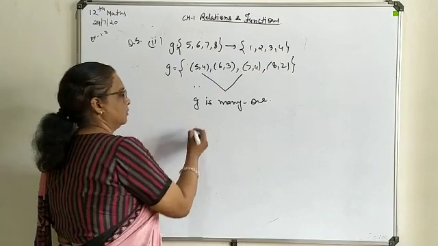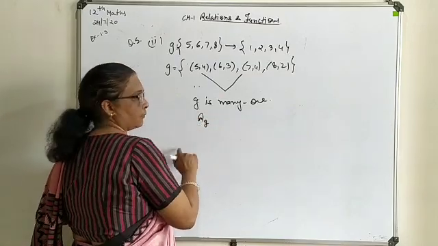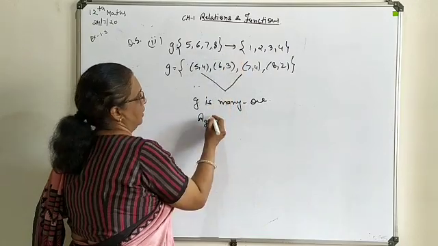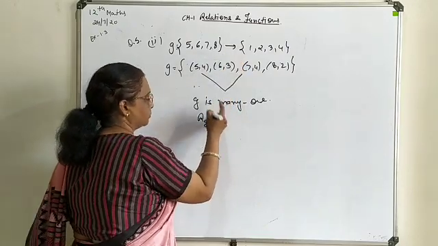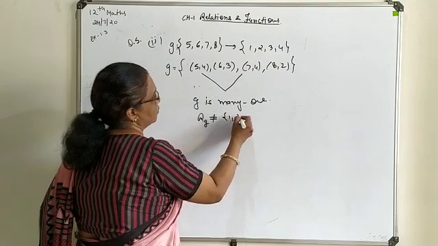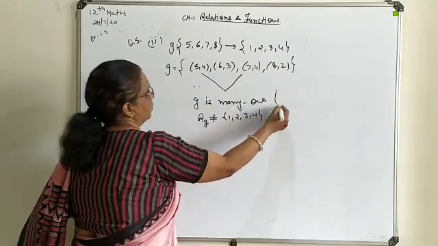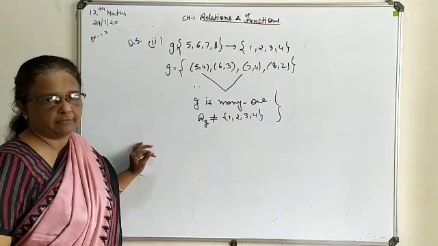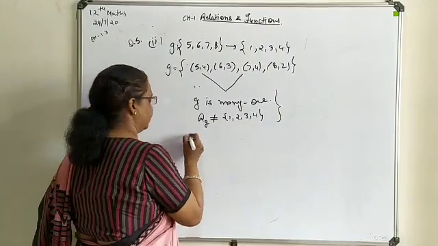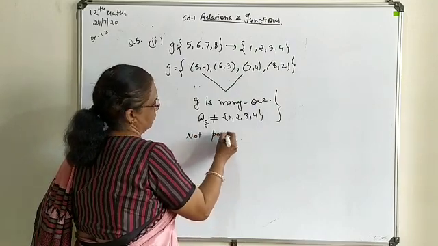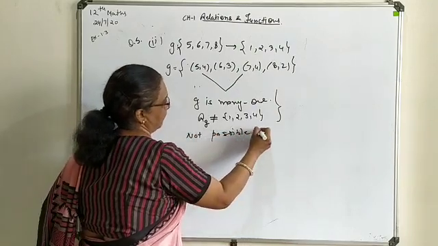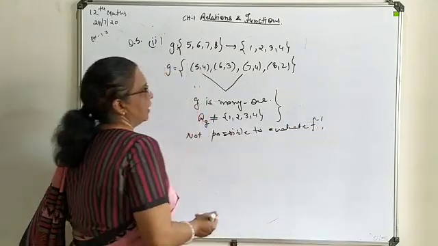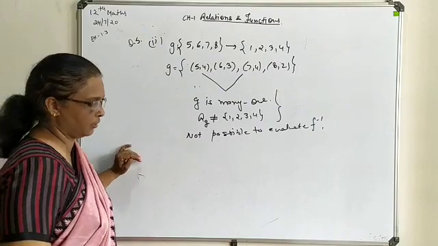Second thing also, the range of your G is not the same as the given set. So it is not equal to 1, 2, 3 and 4. So on combining these two criteria, it is not possible to find F inverse. So not possible to evaluate F inverse. So this way you have to decide about the solution form.